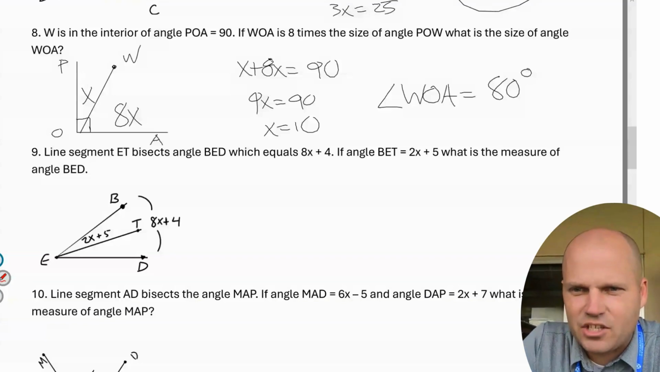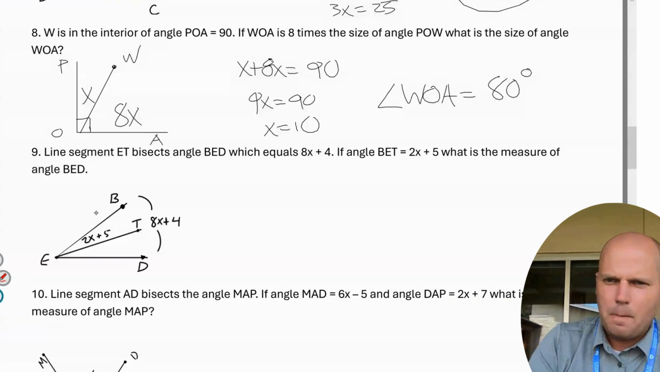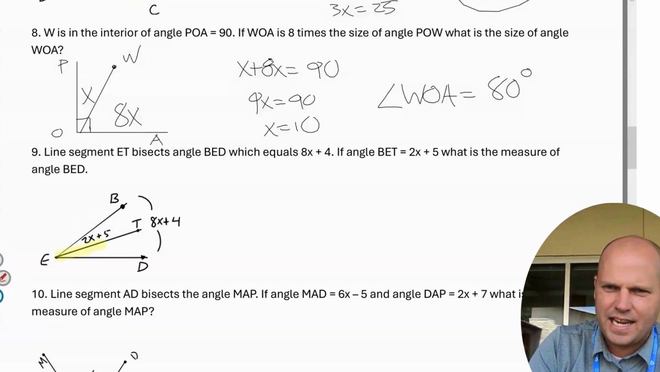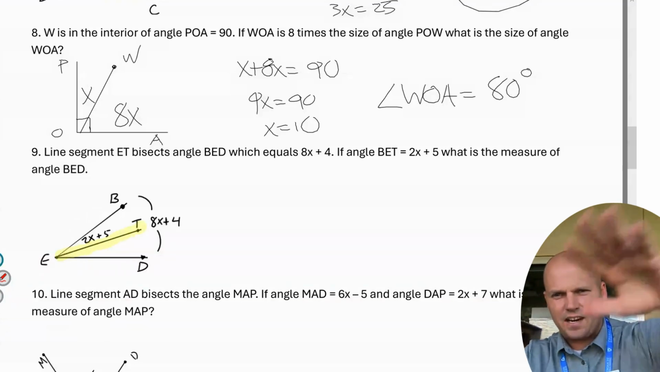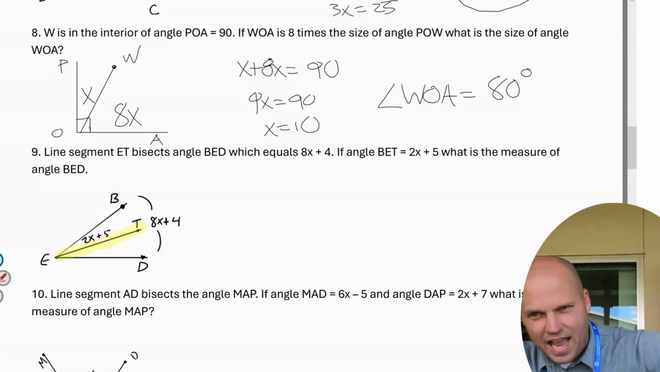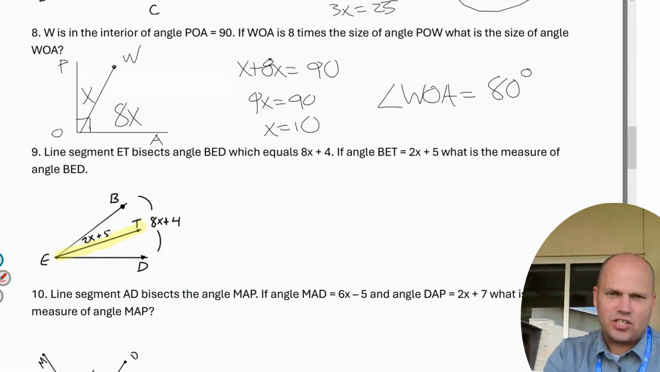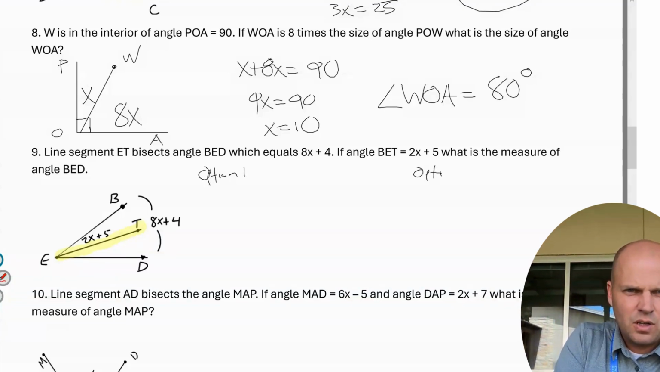Word bisecting shows up again. We have another situation where we are bisecting or cutting in half equally. We have the entire angle BED. We have half of the angle BET. Here's an example that I'm going to show you 2 different ways. Option 1 versus option 2.